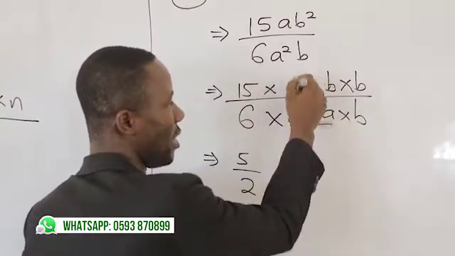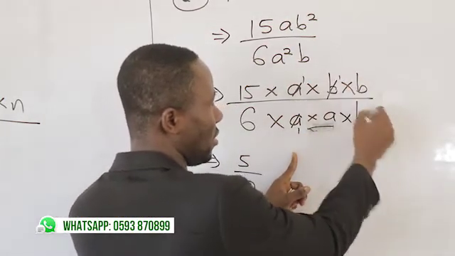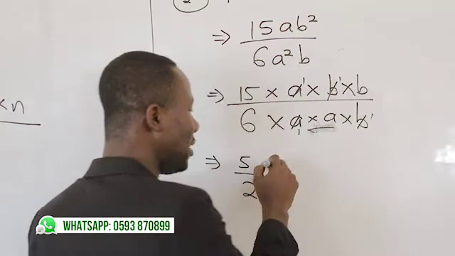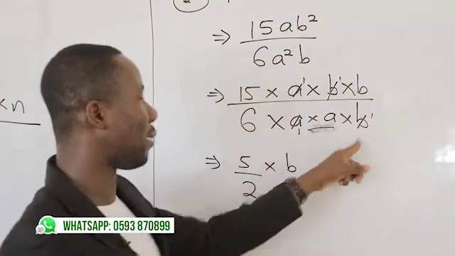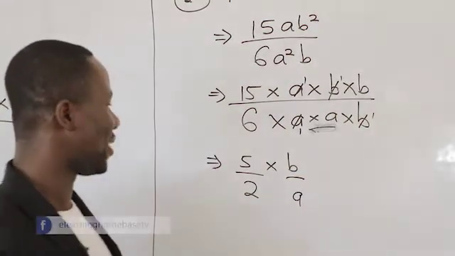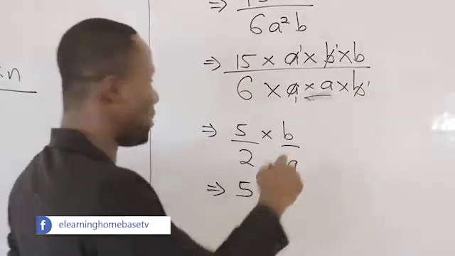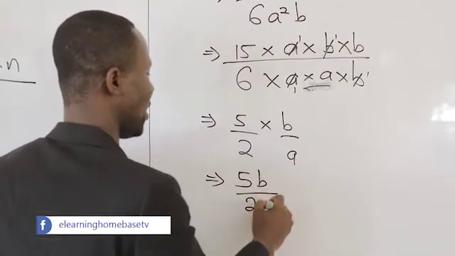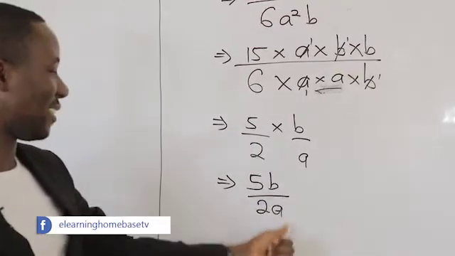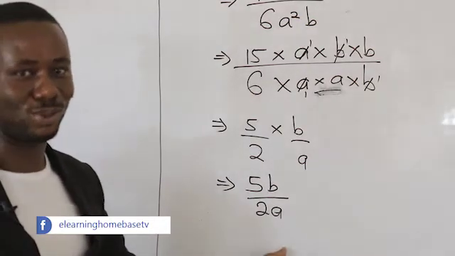A, we'll cancel A. B, we'll cancel the corresponding B. At the top, we are left with what? B. And then at the bottom, we are left with what? A. Five times B will give us 5B, and then 2 times A will give us 2A. This is our final answer. You can't go any step further again because from here you can't reduce to any other term. So this is our final answer to question 2.